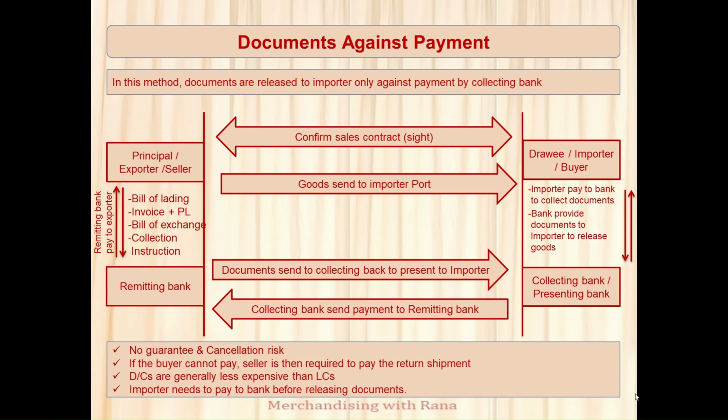But there is no guarantee for payment, and there is a cancellation risk. If goods arrive in port, but the importer says, I don't need this consignment because I don't have any demand, it is very risky. If this happens, the buyer cannot pay, so the seller is then required to pay for the return shipment. And DC is less expensive than LC. The importer needs to pay the bank before releasing goods.